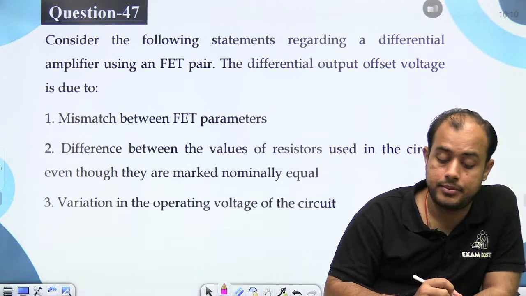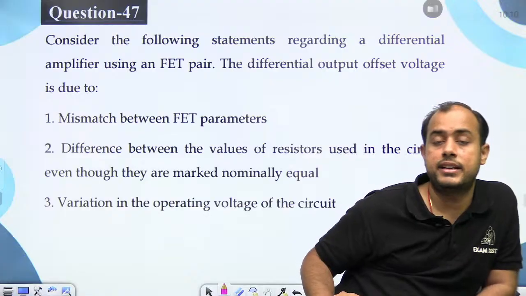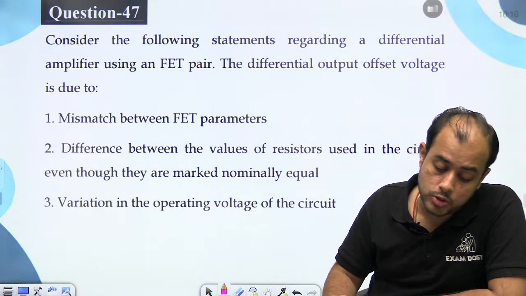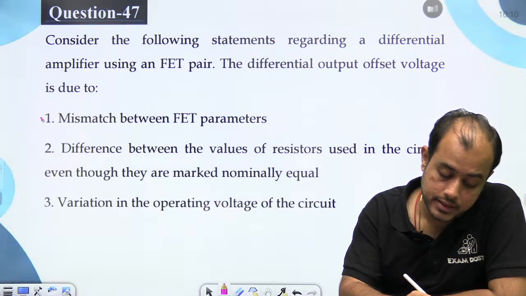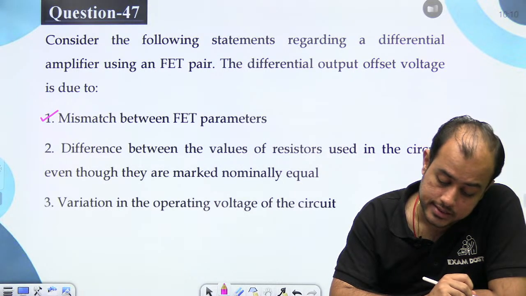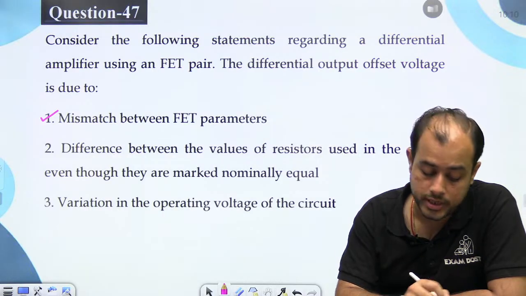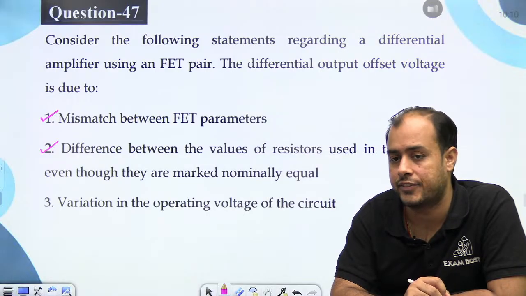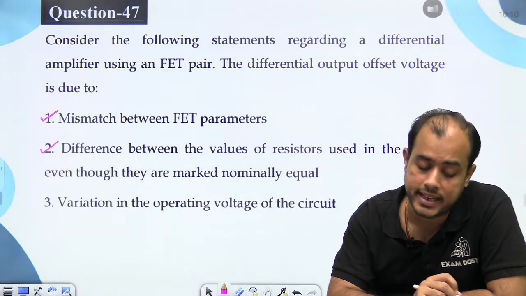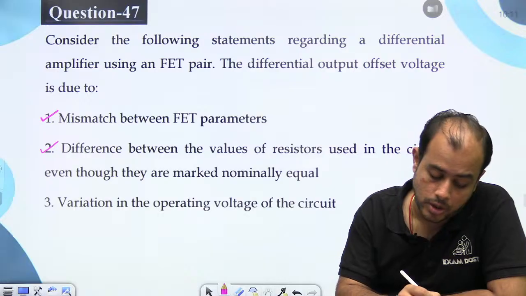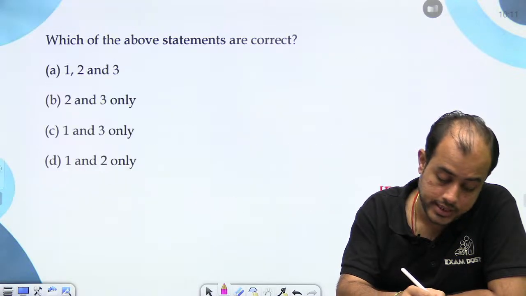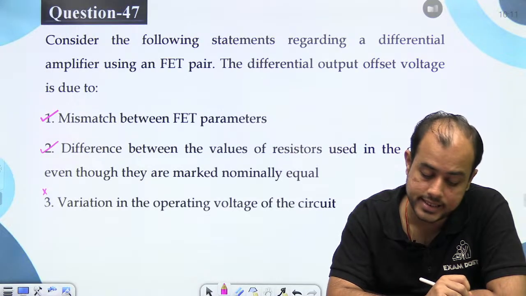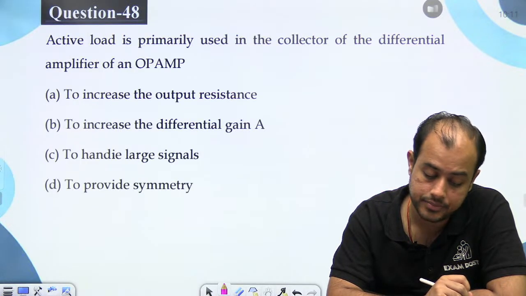ESE 2014. Consider the following statements regarding differential amplifier using FET pair. The differential output offset voltage is because of mismatch between the parameters. Parameter mismatch होने से, if the resistances are marked as equal but they are different. Resistance बोल तो दिया है equal है लेकिन अलग हैं. Variation in the operating voltage, no. 1 and 2. D. The answer should be 1 and 2. वोल्टेज से आपका आउटपुट वोल्टेज नहीं आएगा.